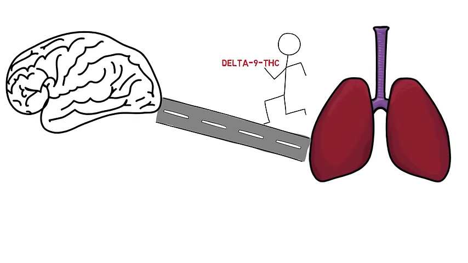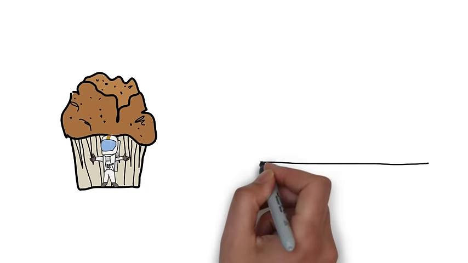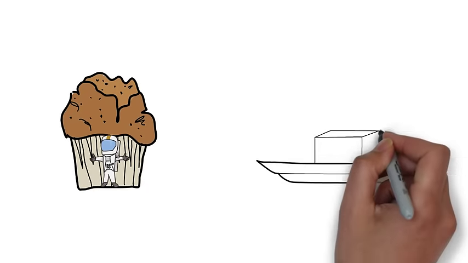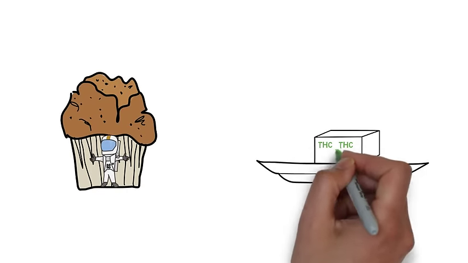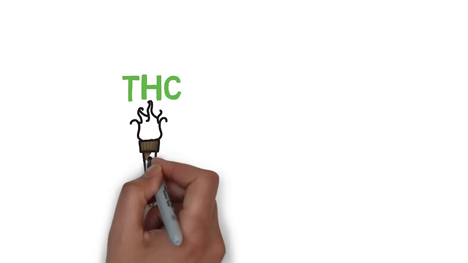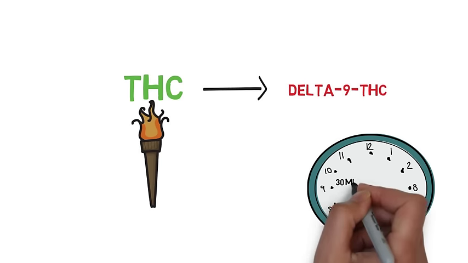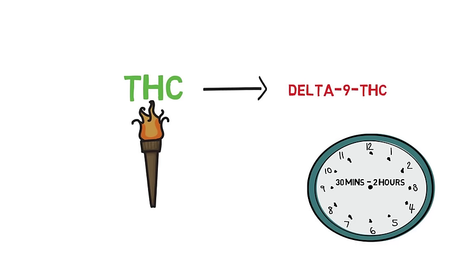When making edibles, aka space cakes, THC is dissolved into fats such as butter due to its lipophilic properties. The THC is once again converted to delta-9 THC due to the heat applied when cooking. Achieving the high when taking edibles usually takes much longer, from anywhere between 30 minutes to 2 hours. This is because the drug is absorbed by the gut and then processed by the liver.